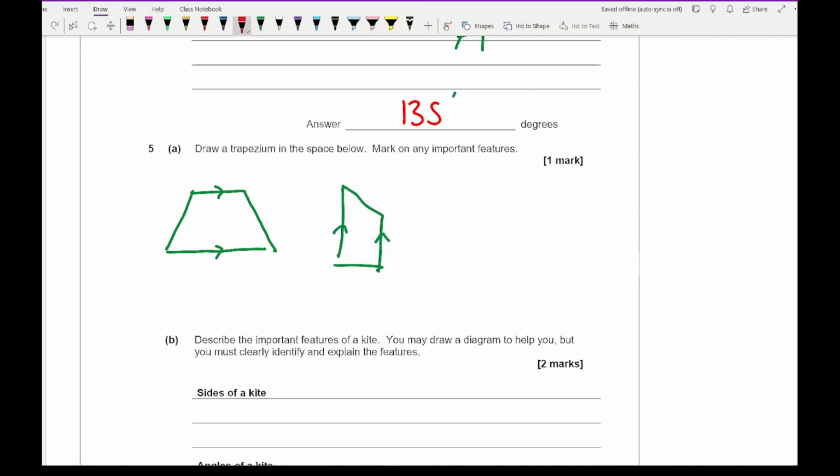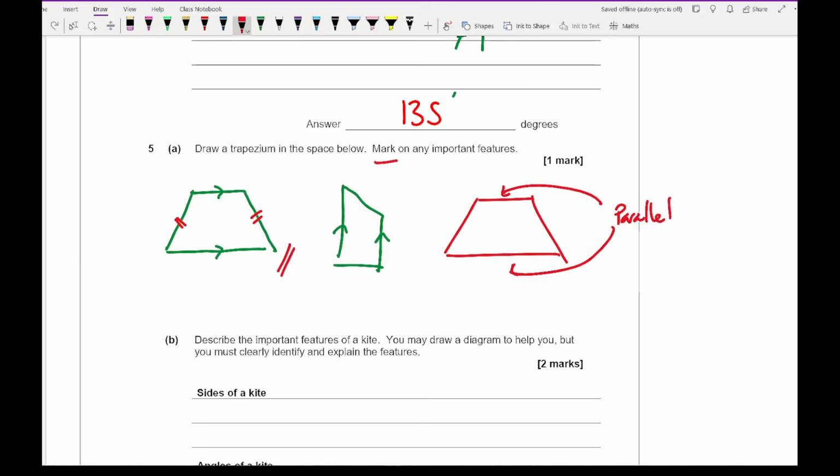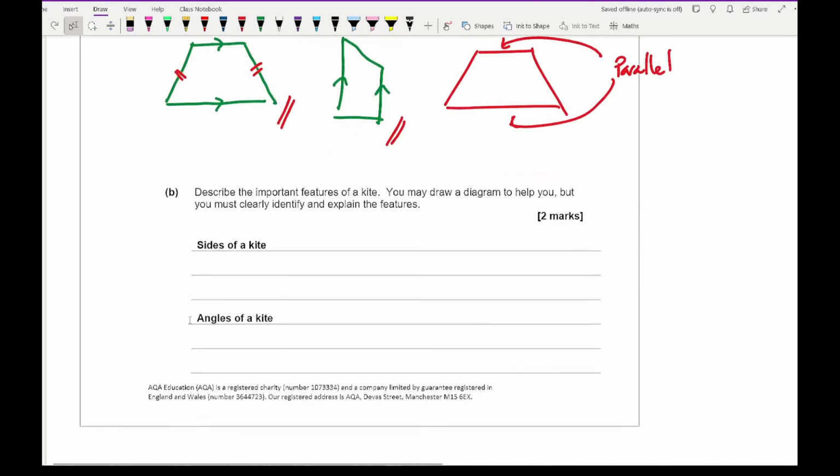If you have done an isosceles trapezium, you could have two parallel sides there, but it's not essential, as long as you've drawn little arrows just to show that they're two parallel sides. But it does say mark, so even if you just draw a trapezium that doesn't quite look right, but you can say that this and this are parallel, then that should also be fine. But I would probably opt for either this or this by using the arrows to define which two sides are going to be parallel. For B, it then says, describe the important feature of a kite.